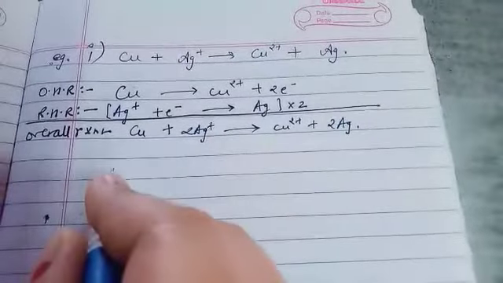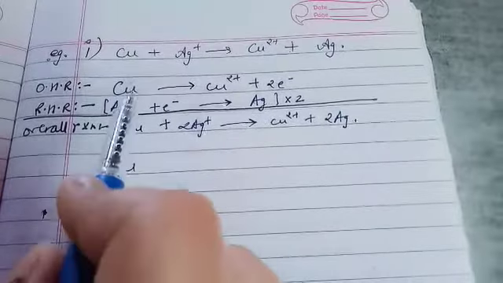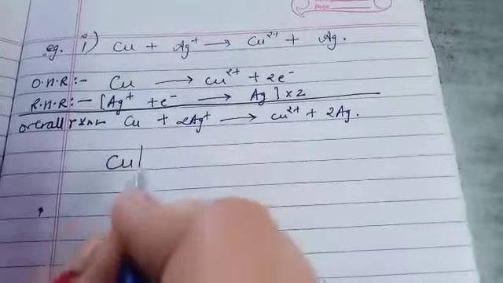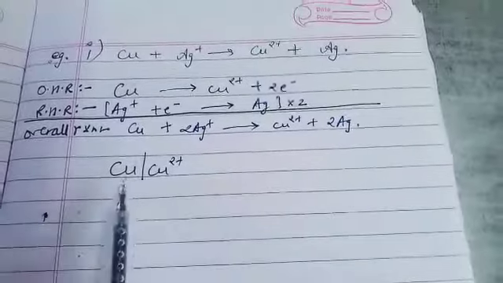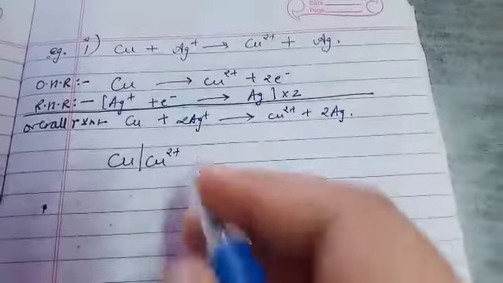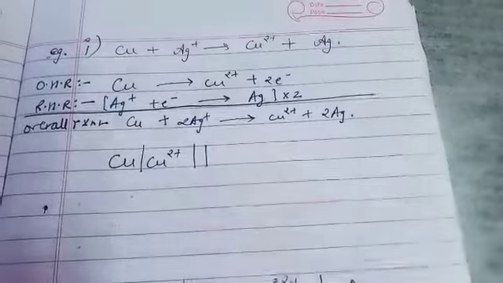Oxidation means loss of electron. So in which one is oxidation occurring? That one is a half reaction. So Cu becomes Cu2+. Just see, Cu becomes Cu2+, then separated by salt bridge.